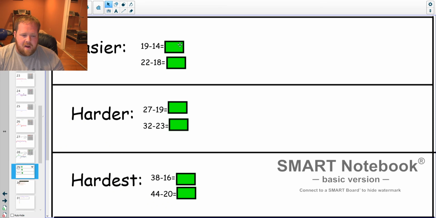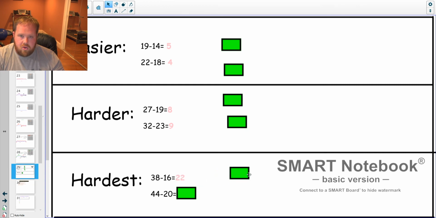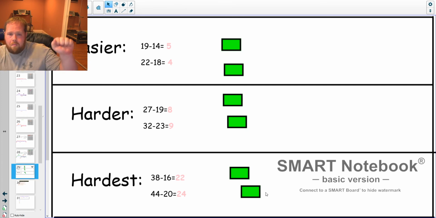Okay? So 19 minus 14 is 5. 22 minus 18 is 4. 27 minus 19 is 8. 32 minus 23 is 9. 38 minus 16 is 22. And drum roll, please. 44 minus 20 is 24. Whoop, whoop. All right.